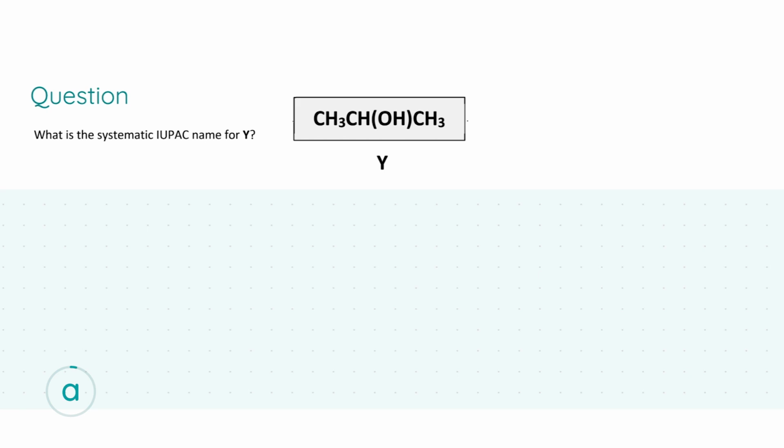The first thing that I'm going to do is draw it out because I feel like this is going to make it easier for me to see what it's going to be called. So we have the C here, and then that has 3 H's attached to it. And then we have another C, and that has 1 H attached to it and 1 OH attached to it. And then we have another C, and we have 3 H's. So as we can see, we have 3 carbon atoms. So it's going to be prop.